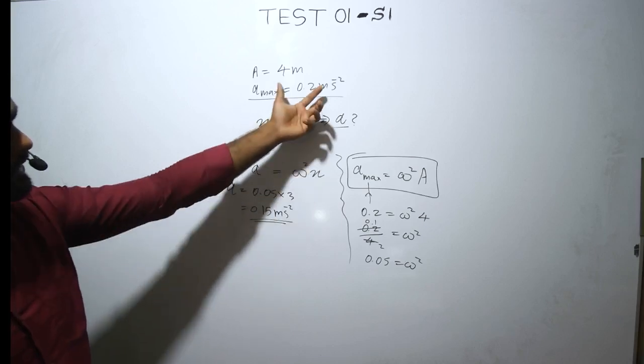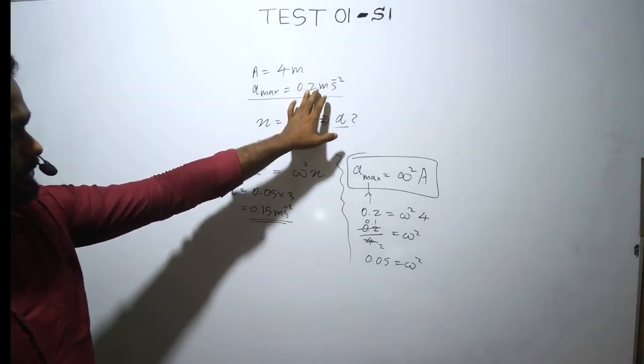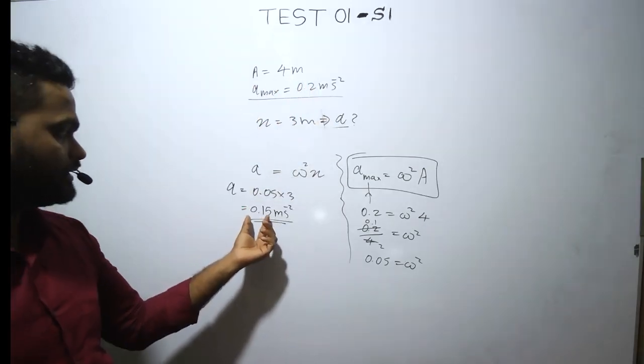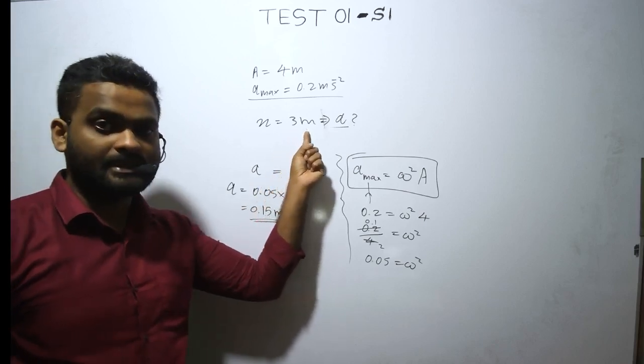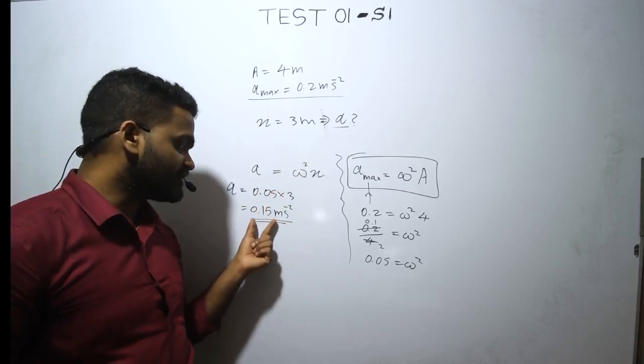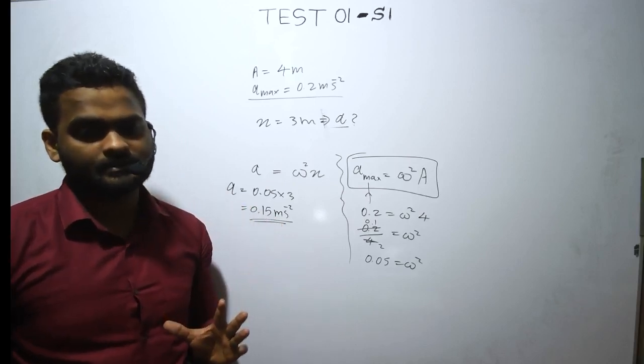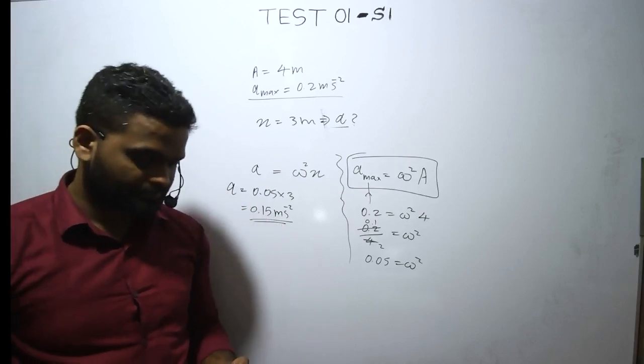So the maximum speed is acceleration is 0.2. Now, acceleration when displacement is 3 meters is 0.15 meters per square second. Okay.